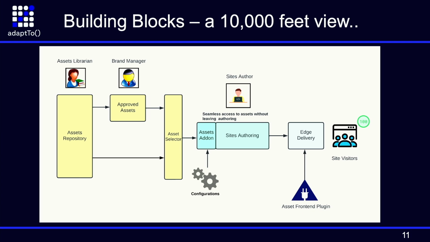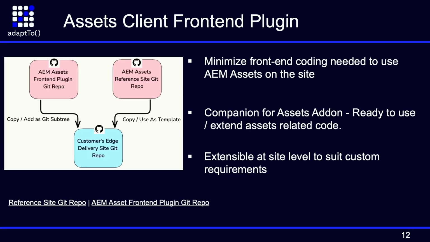And once the page is published, it is available on the Edge Delivery. And we also have the Assets front-end plugin, which can be used for delivering those assets in a performant way. And the site visitors get to see those assets on the web experience with a Lighthouse score which is 100 or in the high 90s.